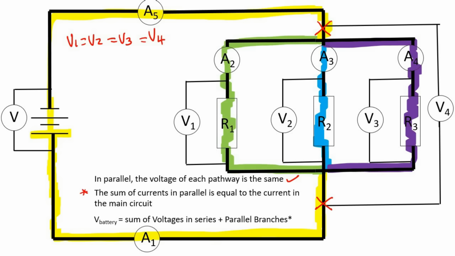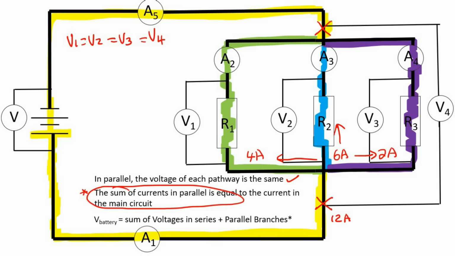Right, the next part says that the sum of the currents in parallel is equal to the current in the main circuit. So what I mean by that is, if we have, let's say for this A1 over here, let's say we have 12 amps, okay? Now, let's say 4 amps goes this way, and let's say 6 amps goes this way, then that means 2 amps would go that way, because 4 plus 6 plus 2 is 12. Okay, and that's what we're saying here. The sum of currents in parallel is equal to the current in the main circuit. So A1 is the same as A2 plus A3 plus A4.